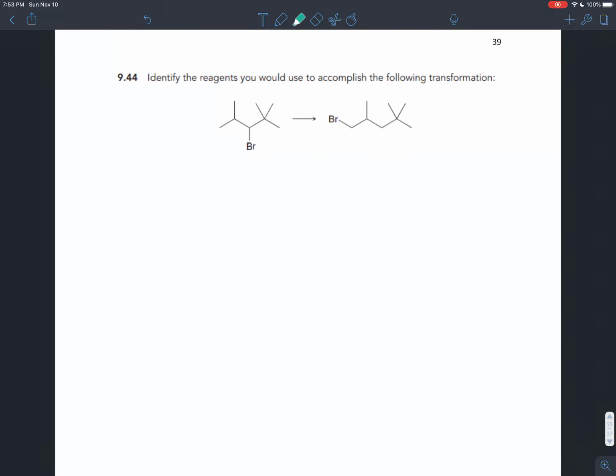So first, try to see the similarities and the differences between the two molecules. Now in both of these, we have a 5-carbon chain. On the second carbon, we have a methyl group. And then on the fourth carbon, we have 2 methyl groups. So that's the same in both of the molecules.